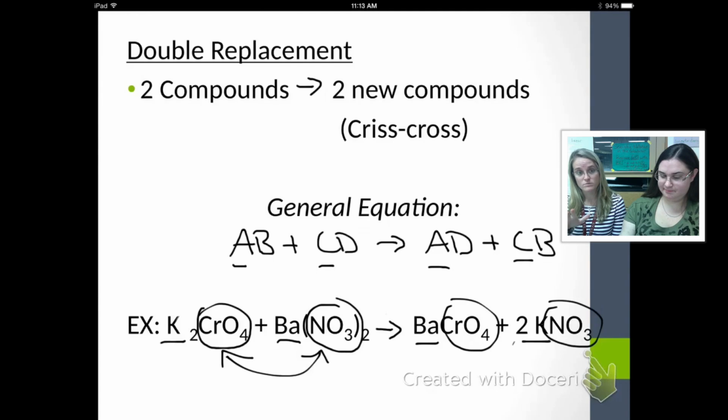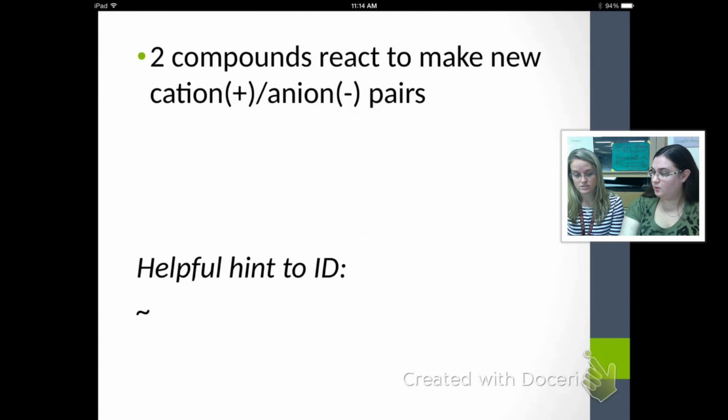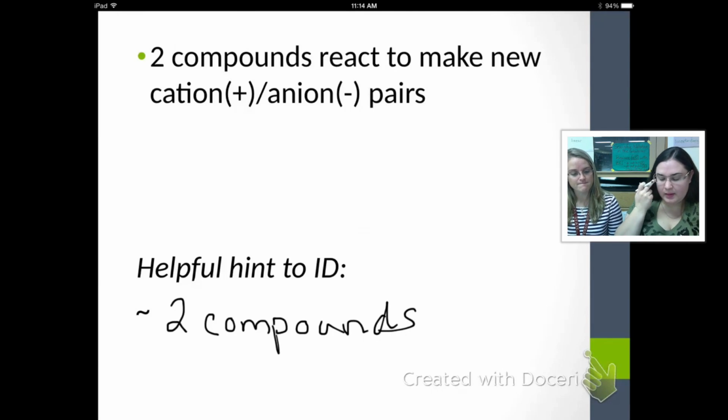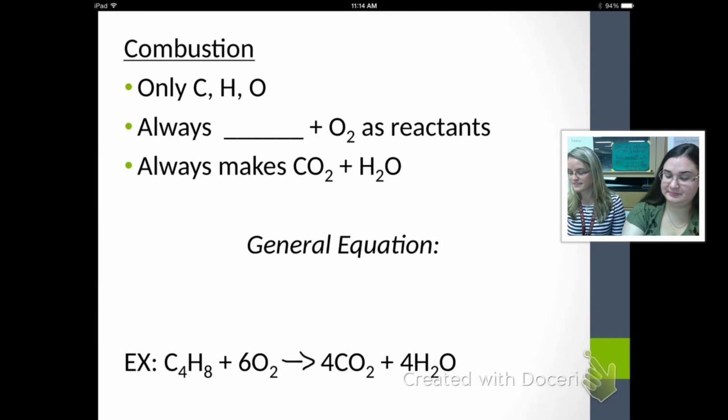Okay, so now again we're going to move to the left to fill out our general, right, sorry. We don't know left from right. So our general definition for double replacement is that we have two compounds react to make a new cation-anion pair, what we just talked about. So your helpful hint for this is going to look like double compounds. We've got a compound plus a compound, and it gives you a new compound plus a new compound. Yep, two compounds. Okay. So last but not least, we have combustion, my favorite.